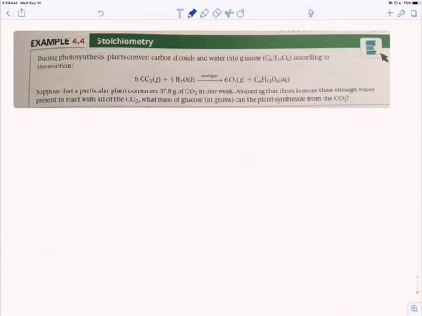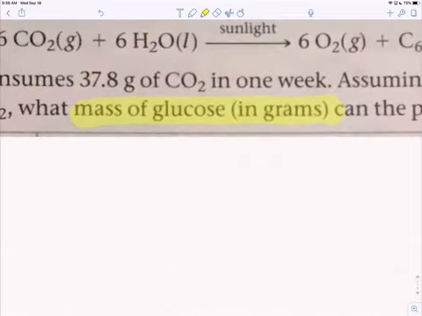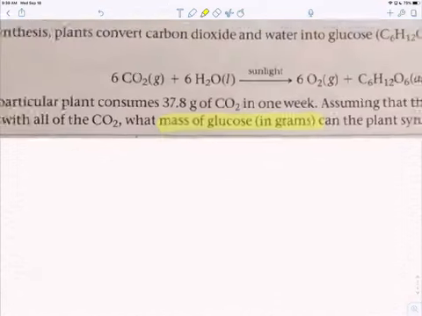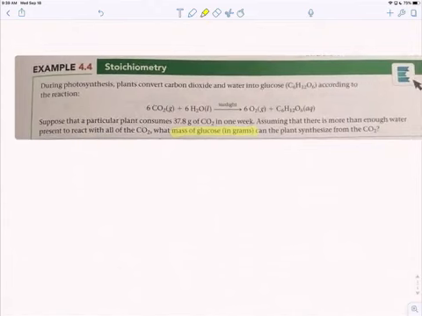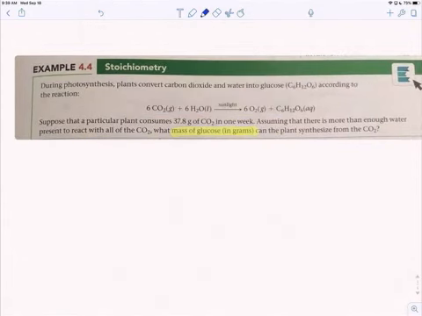So let's talk about what this problem is and what it's looking for. What it's looking for, I'm going to highlight in yellow: mass of glucose in grams. So this is what we need. We need mass of glucose in grams. And what information is given, I'll do this in blue, a different color. We're given the equation and the amount of a reactant and enough water to do all that.